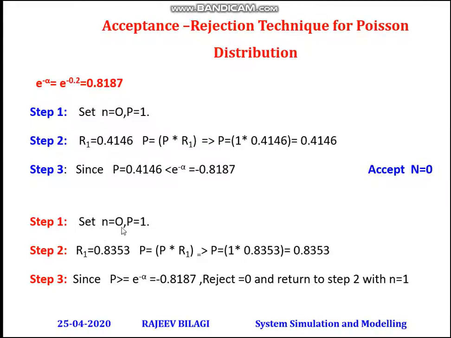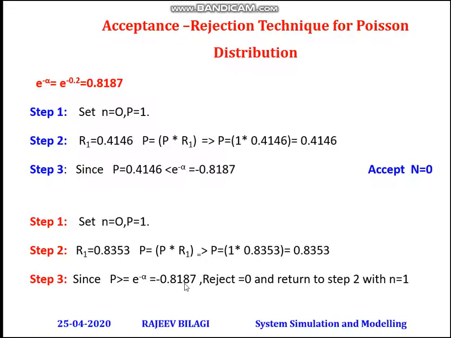Now set n is equal to 0, p is equal to 1 as usual in step 1. So now I will find R1 equal to 0.8353. I will compute this value, and I am going to get 0.8353. With this, if you look, the p value is greater than or equal to e to the power of minus alpha. That is greater only, so 0.8353 is greater than 0.8187.